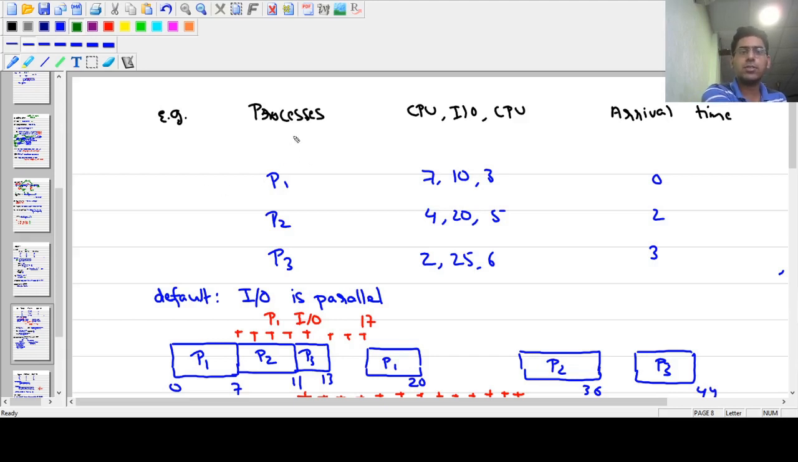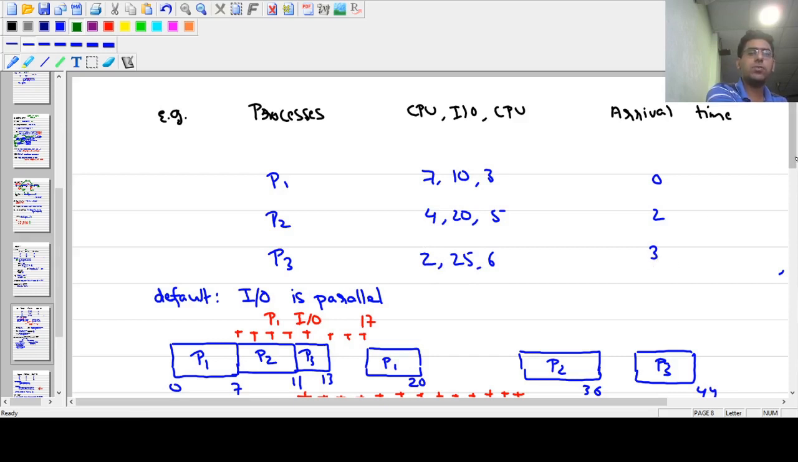Suppose there are processes P1, P2 and P3, and P1 has a CPU burst of 7 millisecond, then an input output burst of 10 millisecond, then a CPU burst of 3 millisecond, and it arrives at 0 milliseconds. Similarly, process P2 has a CPU burst, input output burst, and CPU burst of 4, 12, and 5 milliseconds, and it arrives at 2 millisecond. And process P3 has 2, 25, and 6, and an arrival time of 3 millisecond.